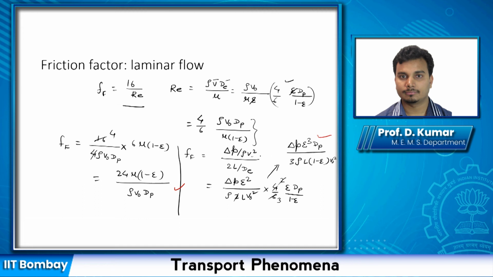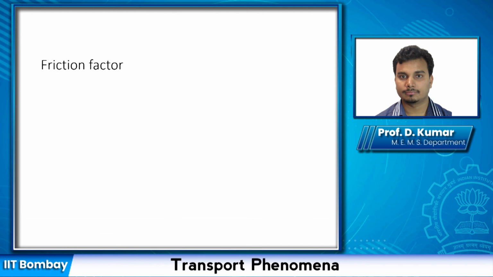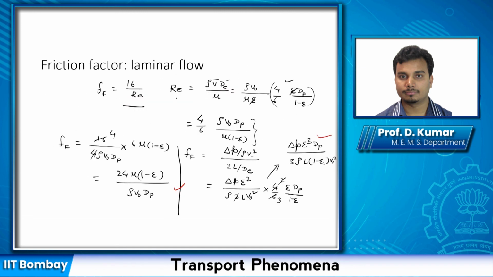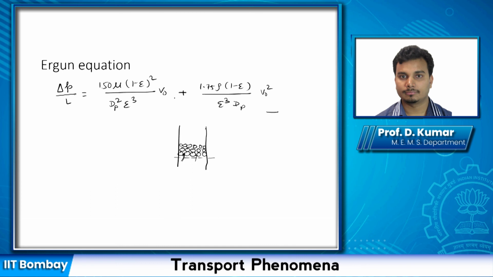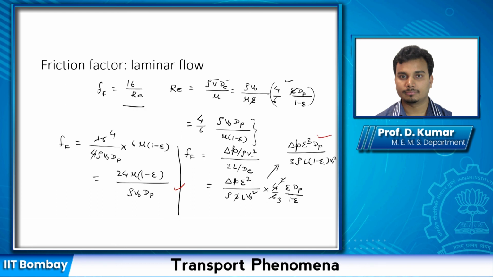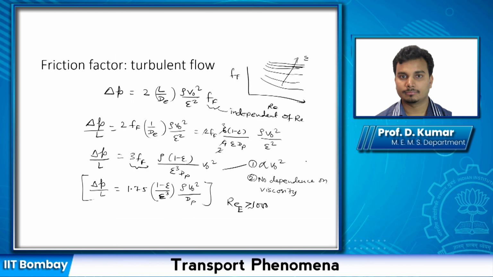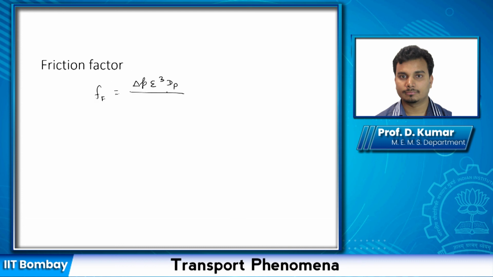So let us just write what we have written, because this is it. You remember that this part is independent of whether you have laminar or turbulent flow. Okay. So FF we can write as what we got there: delta P epsilon Q dP over 3 rho L (1 minus epsilon) squared, so 3 rho L (1 minus epsilon) V naught squared.